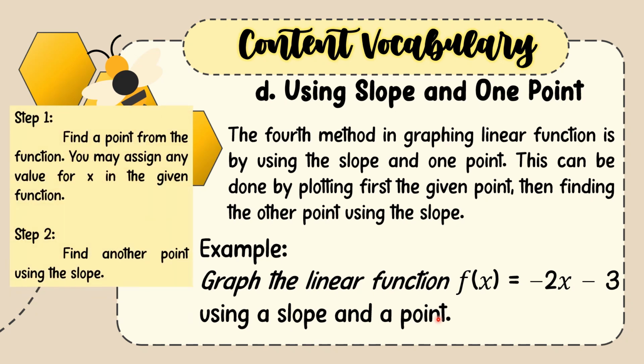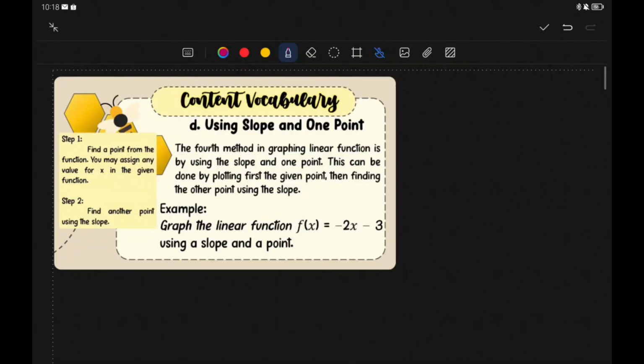Now, these are the steps. Step number 1, find a point from the function. You may assign any value for x in the given function. Step number 2, find another point using the slope. Now let's proceed to the fourth method using slope and 1 point. So we are going to graph the linear function f of x is equal to negative 2x minus 3. Now, step 1, you are to find a point from the function. You may assign any value for x in the given function.